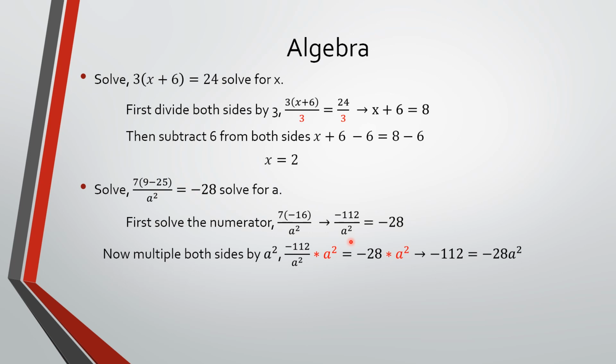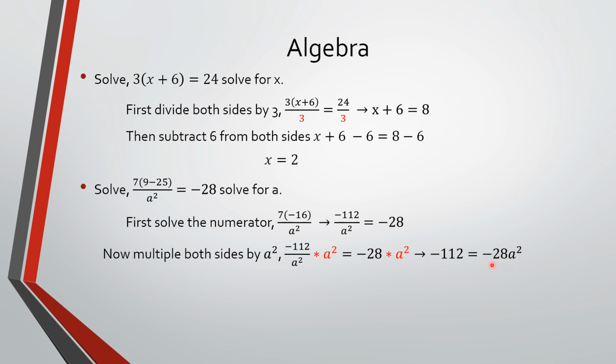So in order to solve, we're going to multiply both sides by a to the second. We multiply by a to the second here in red, and in red here. When a to the second is being divided by itself, it just becomes 1, and anything times 1 becomes itself. So negative 112 goes over here, and then this value sticks. Now we have a to the second in a more usable form. So this should be relatively straightforward.